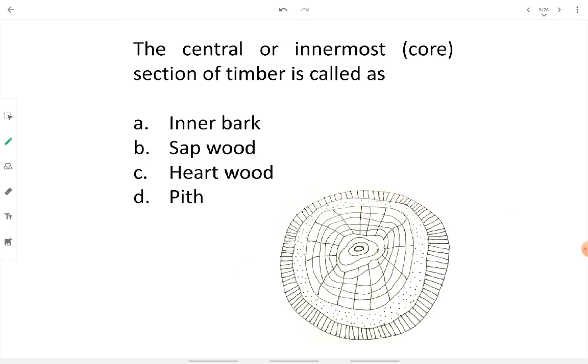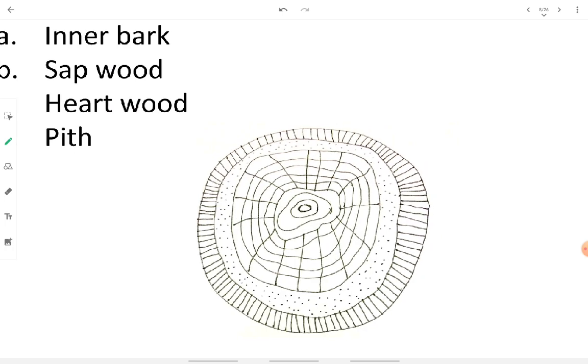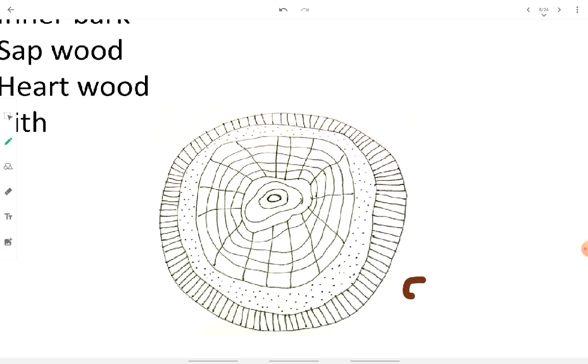We have a diagram also for better explanation here. We are looking at the central or innermost or core section of timber, which is called what? Is it inner bark? Is it sapwood? Is it hardwood? Or is it pith? See, let's go into the diagram. This is the cross section of a typical timber section.